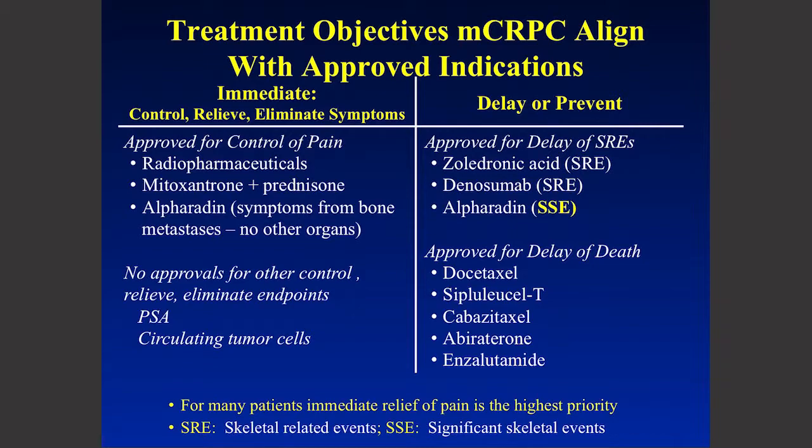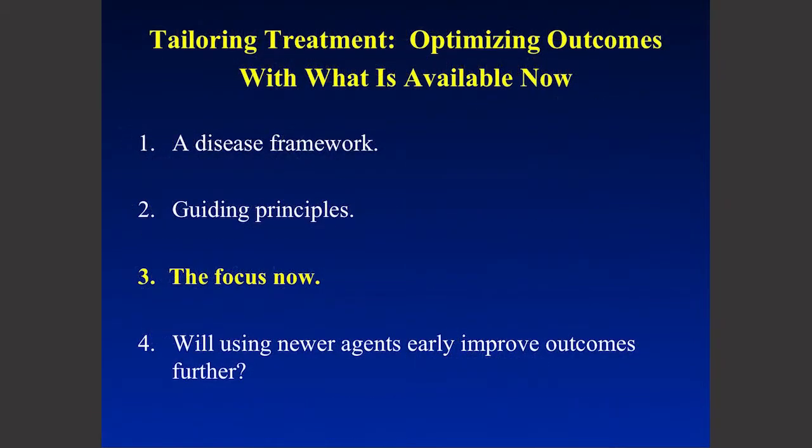Because, again, you're controlling, relieving, eliminating symptoms, controlling pain: radiopharmaceuticals, mitoxantrone plus prednisone, the first systemic chemotherapy shown to palliate pain, and alpharadin, for symptoms from bone metastasis with no significant other organ involvement. We do not have any approvals based on PSA, and we're working to develop a potential surrogate biomarker in the use of circulating tumor cells. Again, skeletal-related events, significant skeletal events, again, prolongation of life. These match the mantra, or the way we have outlined our working group criteria.